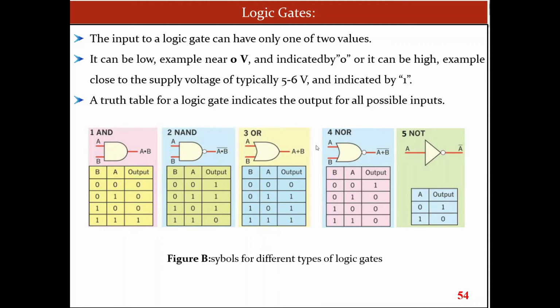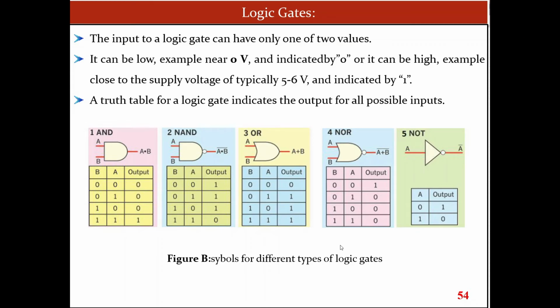Now let's see the NOR gate. Just like the NAND gate, for the NOR gate, where the OR output is 1, the NOR output is 0, which is the opposite. So the outputs for the NOR gate are reversed compared to those of the OR gate. Now the NOT gate: when the input is 0, the output will be 1. When the input is 1, the output will be 0.